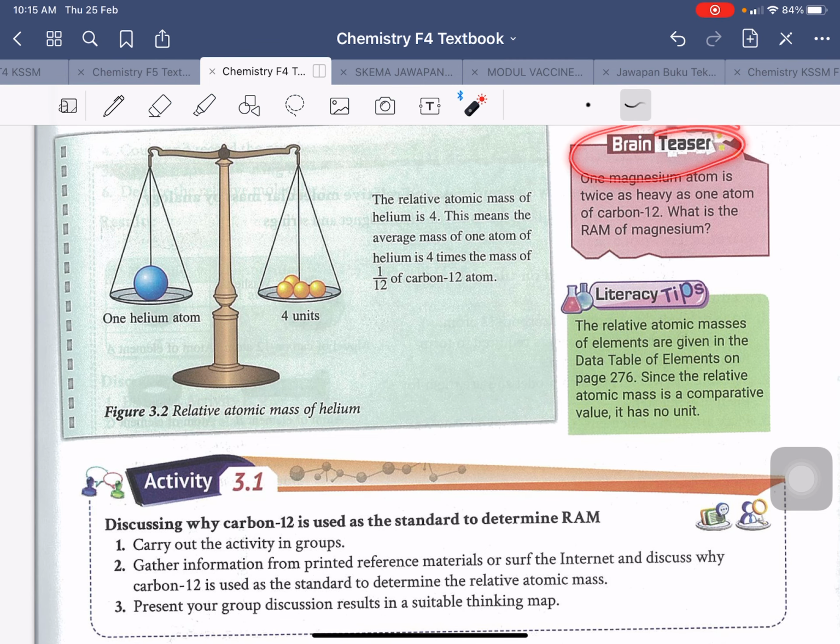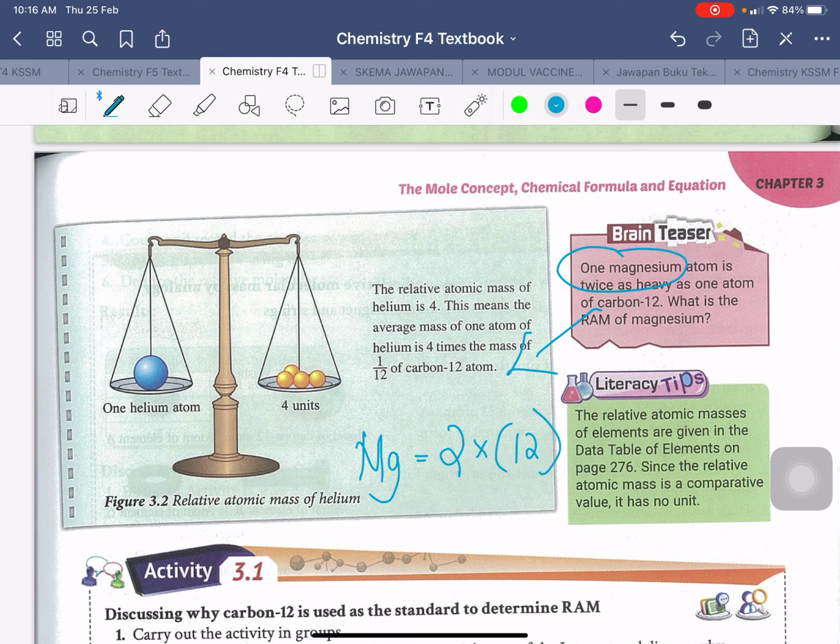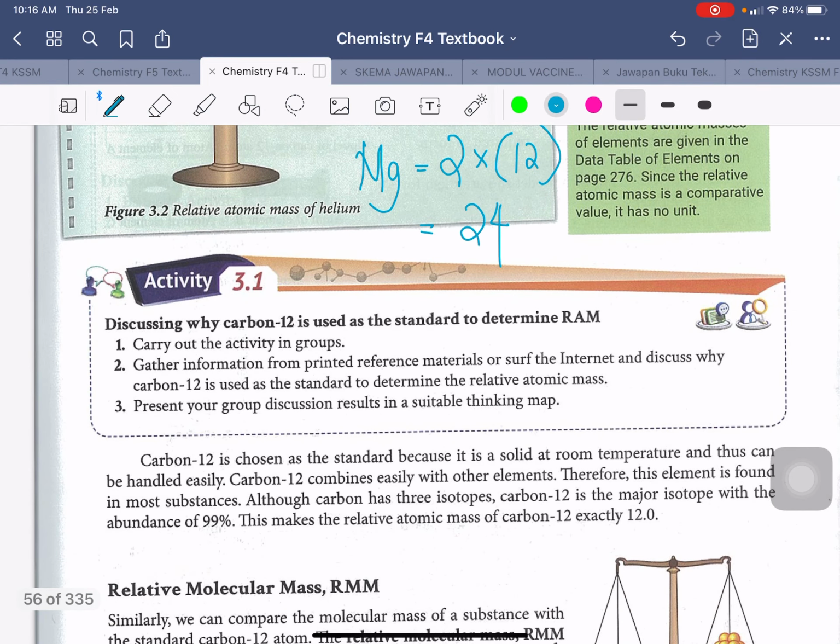Brain teaser. This one is good. One magnesium atom is twice as heavy as one atom of carbon 12. Dia cakap one magnesium atom 2 kali ganda berat dia berbanding dengan 1 biji carbon 12. So what is the RAM of magnesium? 1 mg adalah 2 kali ganda itu carbon 12. So mg adalah 24 lah. Sebab dia cakap 2 kali ganda kan? Okay? 2 kali ganda. Okay, so itulah cara dia.